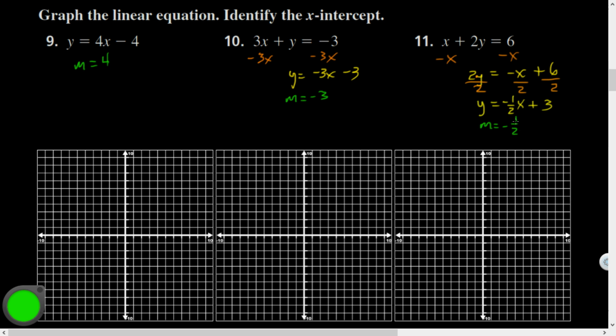Yeah, negative 1/2. So the rise over run, it's going to go down 1 over 2. All right, let's think about the y-intercept. Okay, Austin, y-intercept for this problem? Actually, better yet, it includes the negative, so it's negative 4.